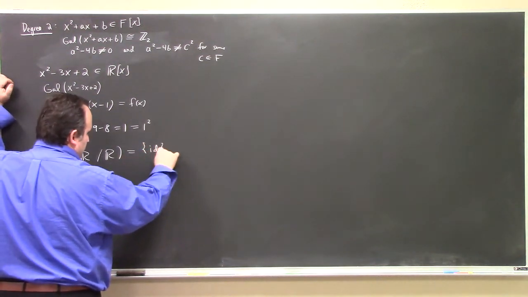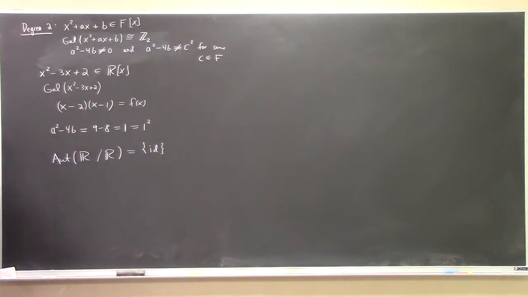So if the discriminant is the square of something in the base field, then the Galois group is trivial. If the discriminant is not a square, then the Galois group is, up to isomorphism, the cyclic group of order 2. Most commonly, we think about x squared plus 1, where the Galois group is just complex conjugation.